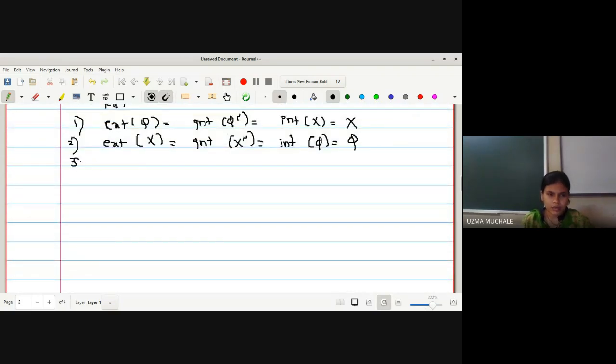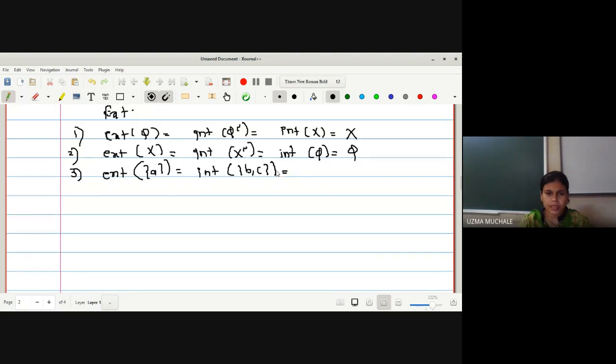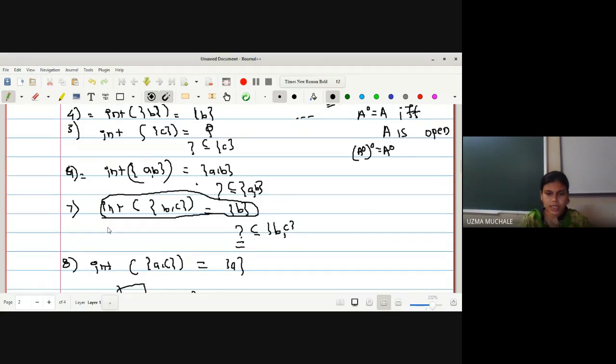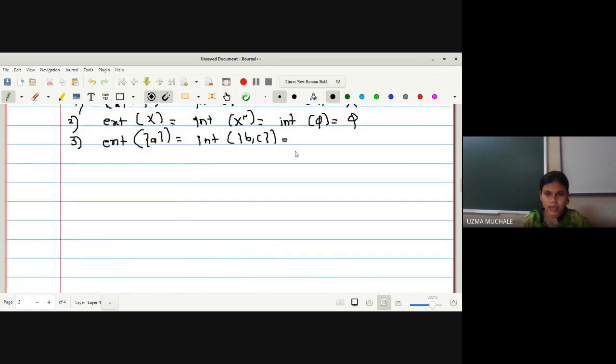Let us go for the third one, the exterior of singleton A. That is nothing but the interior of its complement, which is BC. What is the largest open set contained in BC? You can find this from here. The interior of BC we have already found, and it is singleton B.